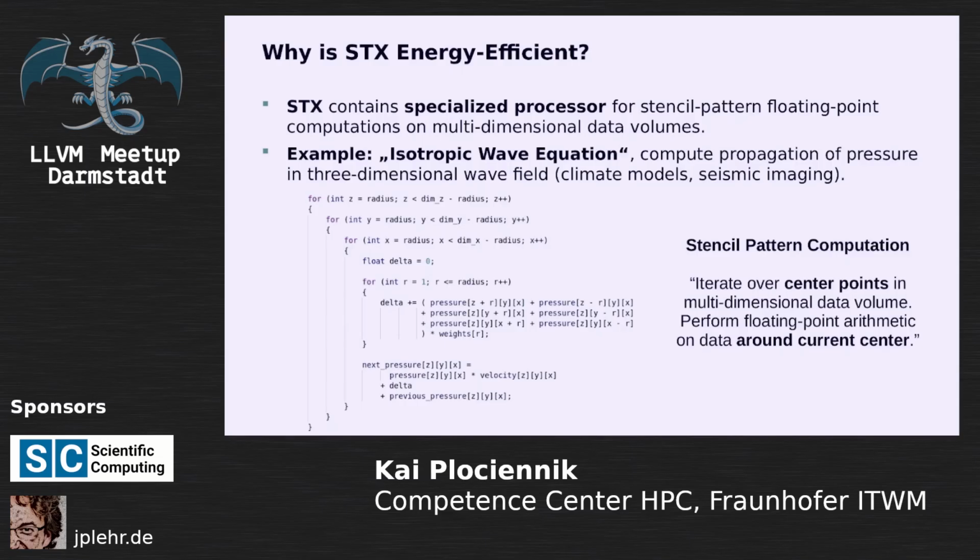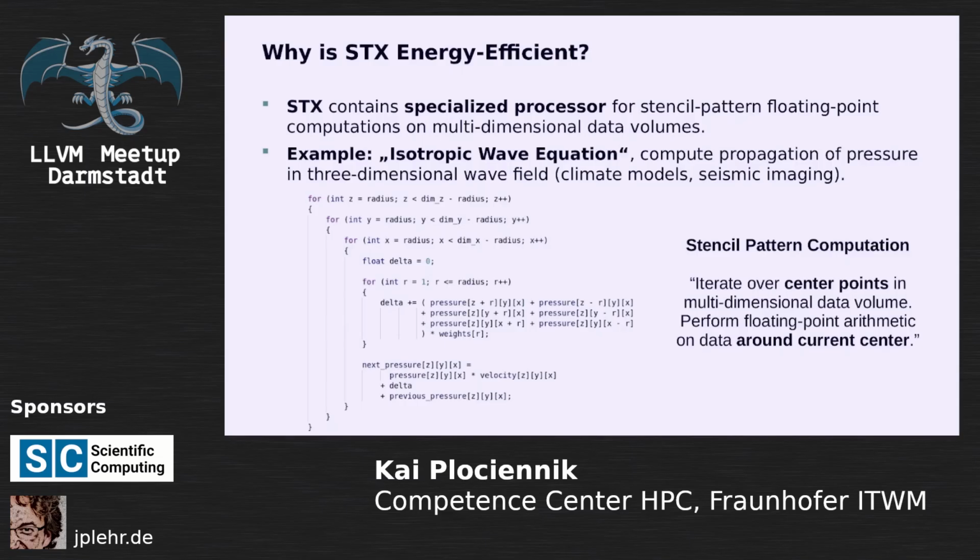Its purpose is to compute the propagation of pressure in a three-dimensional wave field, as you, for example, need to do in climate models. I'm not a domain expert on this, to be honest, but I've been told that these kinds of kernels are computed in this research area. So what you have here are loops for z values, y values, and x values, and those are indices in a three-dimensional data volume.